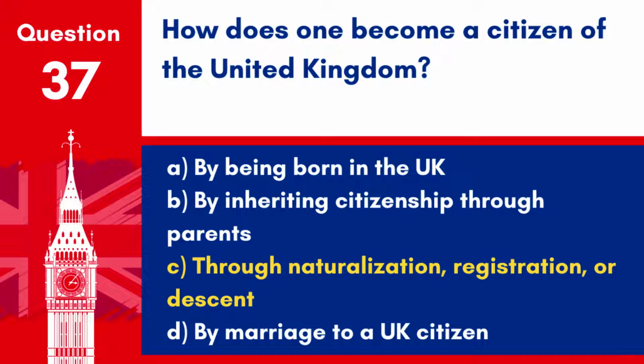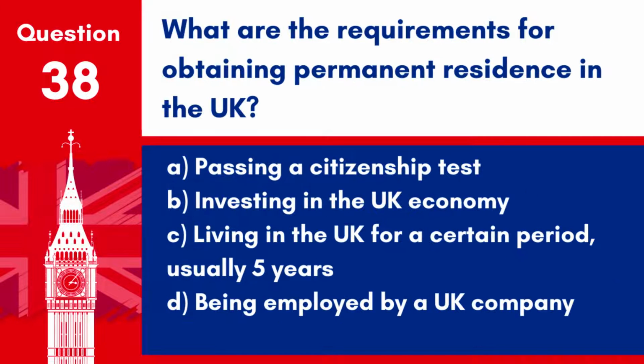One can become a citizen of the United Kingdom through various means such as naturalization, registration, or by being born to a UK citizen. Descent. Question 38. What are the requirements for obtaining permanent residence in the UK? A. Passing a citizenship test. B. Investing in the UK economy. C. Living in the UK for a certain period, usually 5 years. D. Being employed by a UK company.